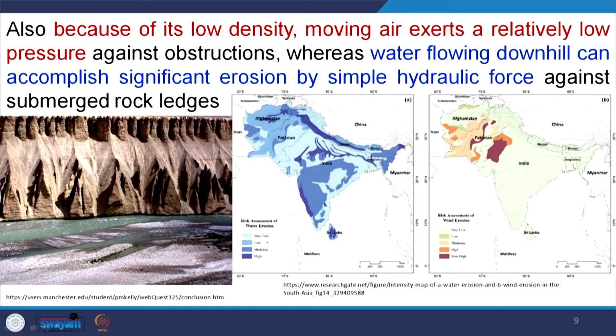So, here is a figure showing a risk assessment of water erosion. Water erosion is everywhere, which means water is more effective, but wind is restricted up to this region. In the Indian context, this part, the Rajasthan Thar desert part, is affected only by wind. However, in the Indian context, you see the wide distribution of water effect. So, wind works only in a restricted environment.